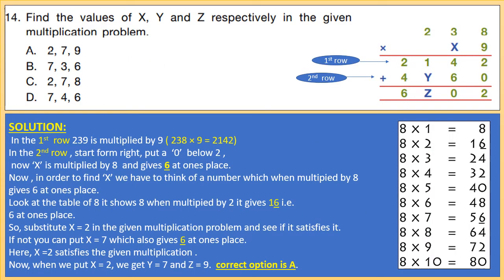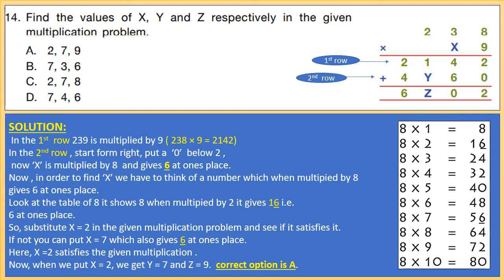Question 14. Find the values of x, y and z respectively in the given multiplication problem. Now see the multiplication problem carefully. Now see the solution below. In the first row, 239 is multiplied by 9. So 239 when multiplied by 9, we get the first row as 2142. Now in the second row, start from the right, put a 0 first below 2.